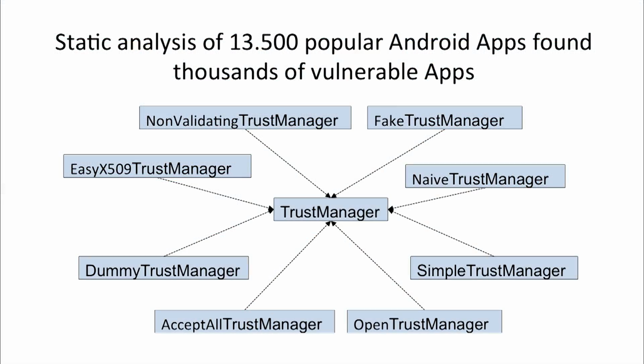Now, some of the names are quite obvious. So the fake trust manager or the dummy trust manager, you pretty much know what you're getting into as a developer if you're using one of those. But other names are a little bit more tricky. So the easy X509 trust manager, the simple trust manager, the open trust manager, all potentially sound like something which is just taking the work away from you and is offering you a simple but still secure solution. However, that wasn't the case.